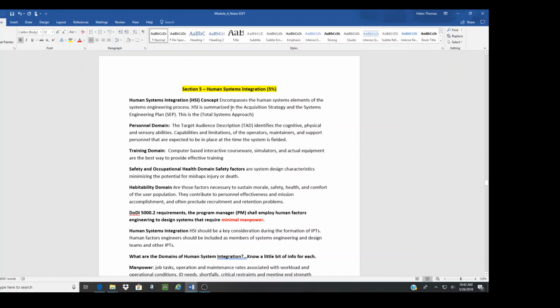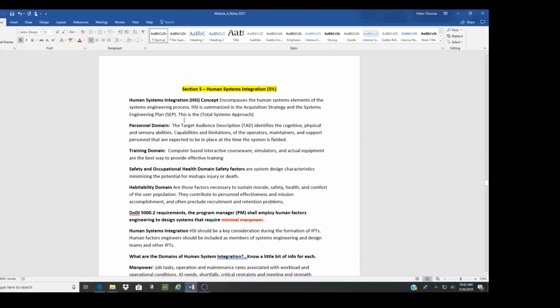The HSI summarize, so you have a summary in the acquisition strategy and the systems engineering plan. So when you begin that material solution analysis in the beginning of the acquisition phase and you come up with the technology development strategy and the acquisition strategy, that's what we're talking about here, you'll have it summarized in the systems engineering plan and the acquisition strategy.